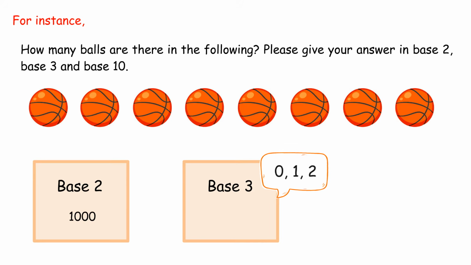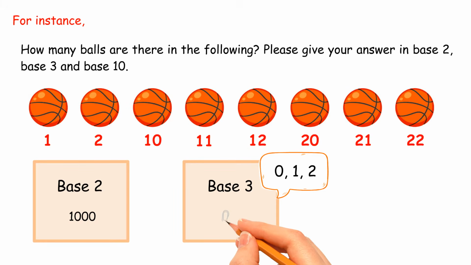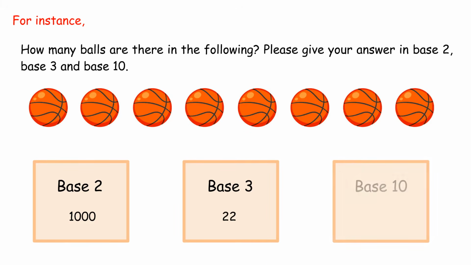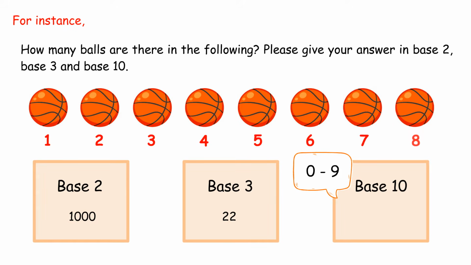Base 3 uses 3 digits which are 0, 1 and 2. Let us count together. First, 1. Followed by 2, 10, 11, 12, 20, 21, and lastly 22. Base 10 uses 10 digits, which are digits from 0 to 9. First, 1. Then 2, 3, 4, 5, 6, 7, and lastly, 8.